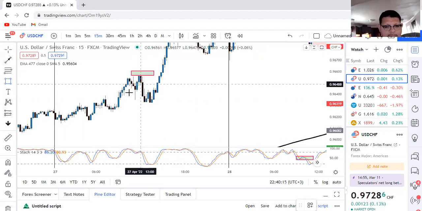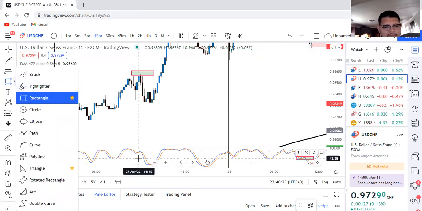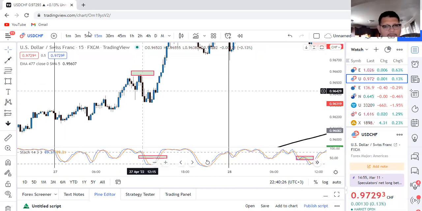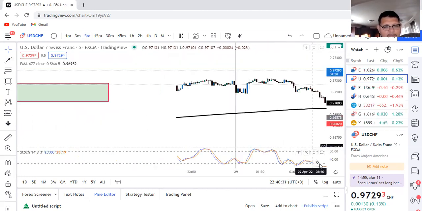Went up to the 20. I mean to the 80. I keep confusing them. All right. We wait for the stochastic to cross below the 50. We can see it did. We go back down to the 5-minute time frame. We're going to look for our price action.